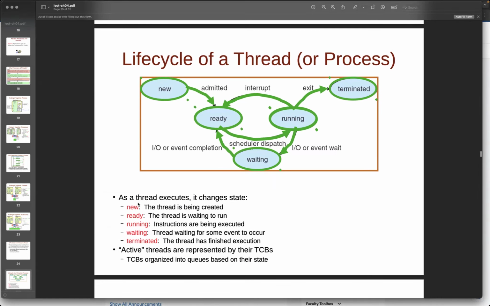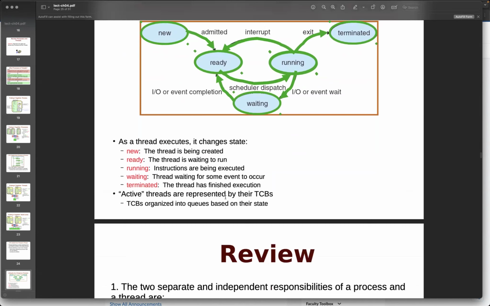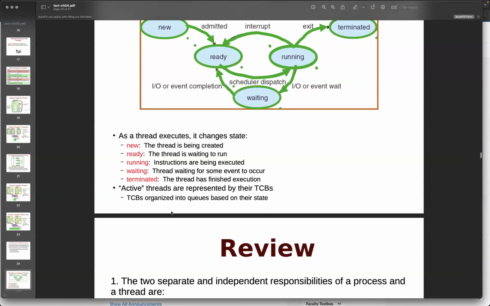So you see it's really similar to a process, like it just inherited it. In the new state it is being created and then ready. Ready is waiting to run, and running is being executed, waiting is waiting for some event to occur, and terminated is when it finishes execution. Active threads are represented by the TCB, the thread control block, and TCBs are organized into queues based on their state.